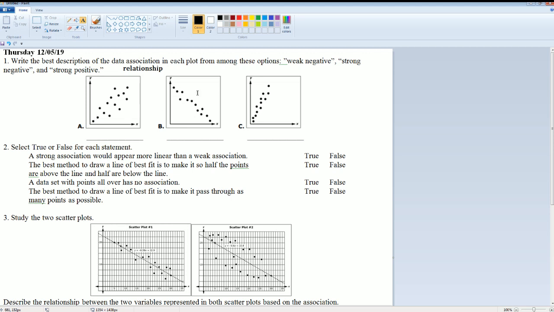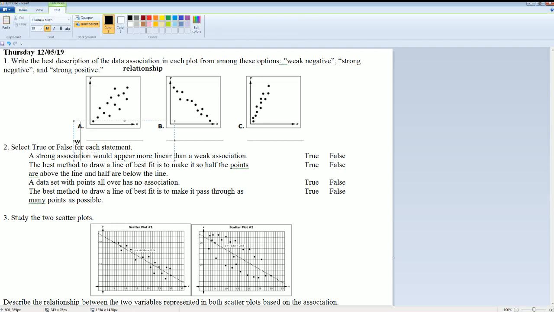So which one has that? Is this positive or negative? It looks like it's positive, right? It's going up, and it looks like it is fairly weak. So we would say this one has a weak positive association. Why? The weak says it is spread apart. Positive means it's going up, and we use the word association.